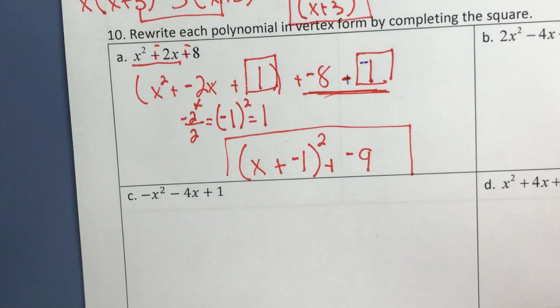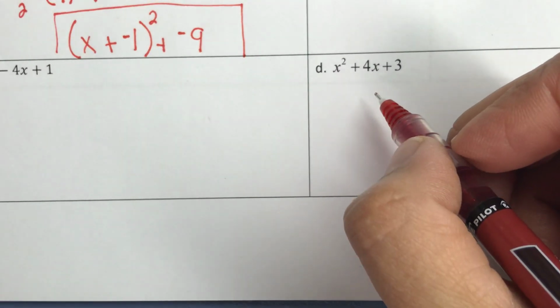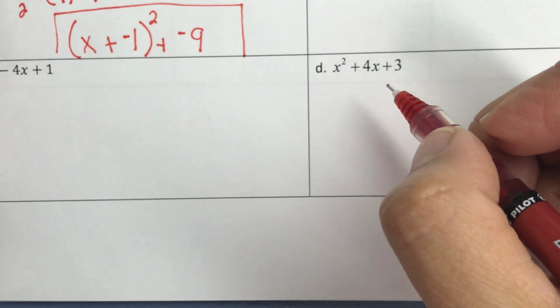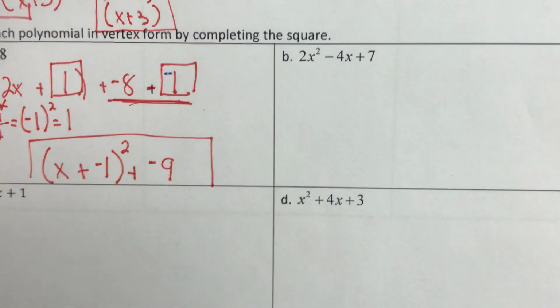All right, so D is just like this. So I'm going to let you guys do D, okay? And then B, I'll do C, and I'm going to let you guys do B. All right, so let's switch over here and do C.